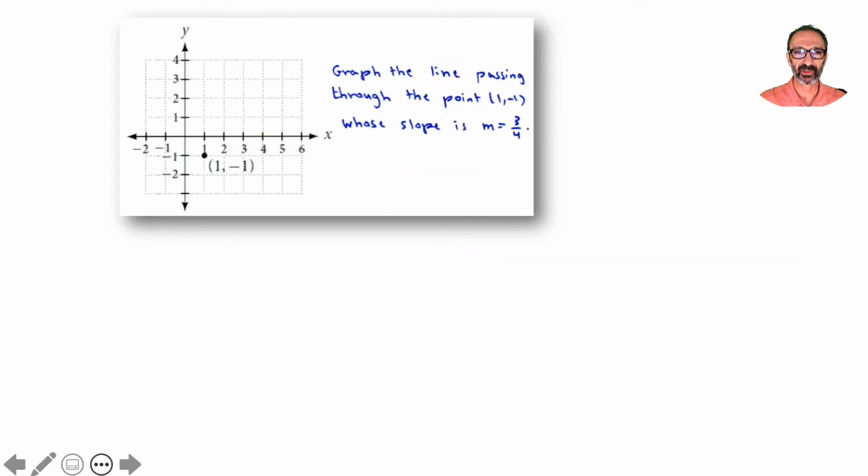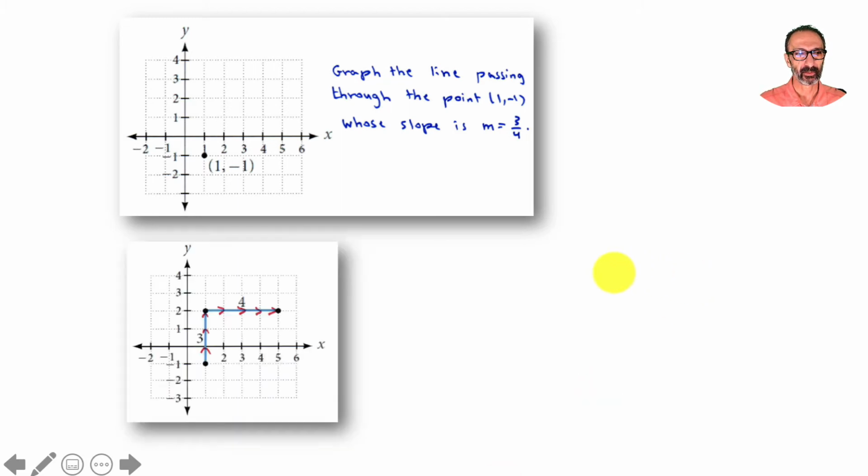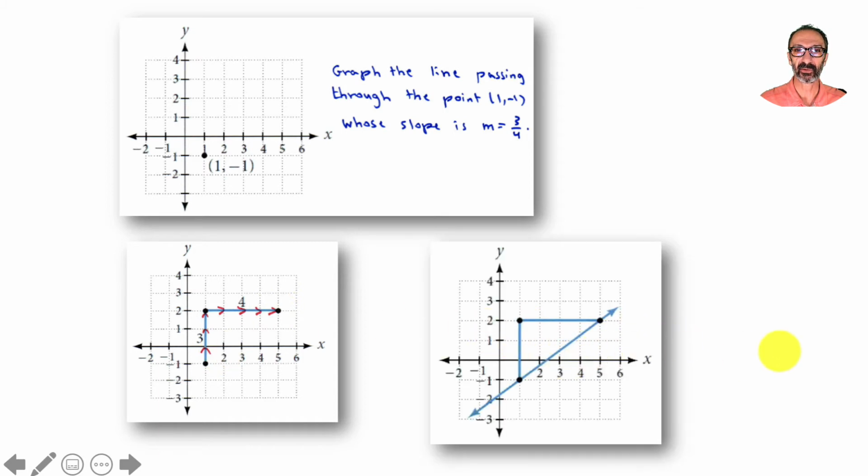Graph the line passing through the point 1, -1, whose slope is given to me as 3/4. First, we locate the point 1, -1, which is down here. And we're going to go up and right, following the slope, which is rise 3 and run 4. Rise 3, run 4. Locate this point, mark it, and connect the lines as you could see right here. So you have a point, and the slope tells you where to go to get to the other point.